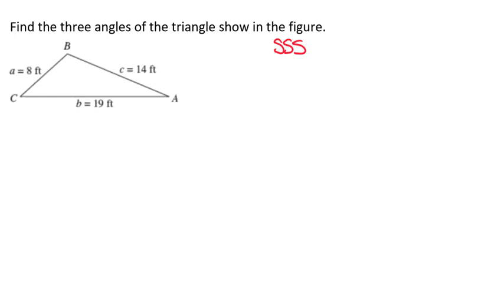It's a good idea first to find the angle opposite of the longest side. So our longest side here is side B, right? So we actually want to find our angle B first. Because we're looking for an angle, we really want to use the alternate form of the law of cosines here. And so we can go ahead and plug in what we have and solve.